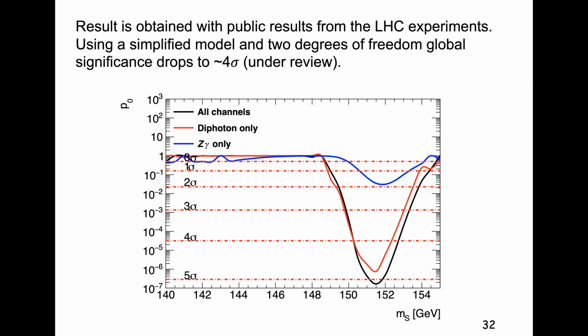And the model you said was a 2HDM plus singlet? Even a simpler one, just basically two scalars. That's all. It's in the internal draft, so whenever it will be approved, the paper will be published. It will be updated on the arXiv.